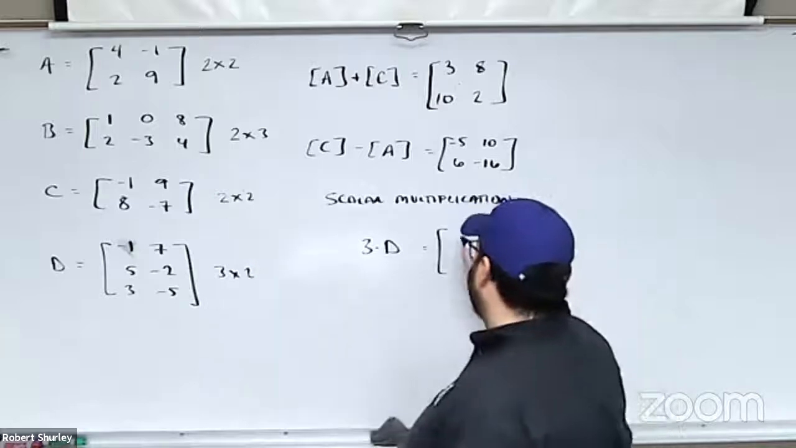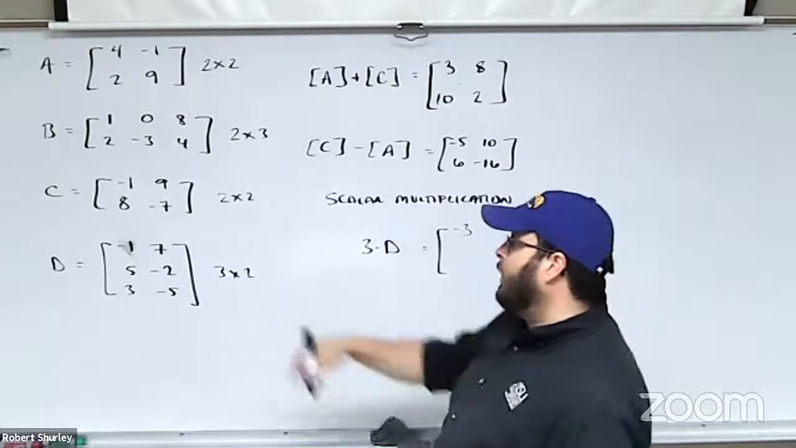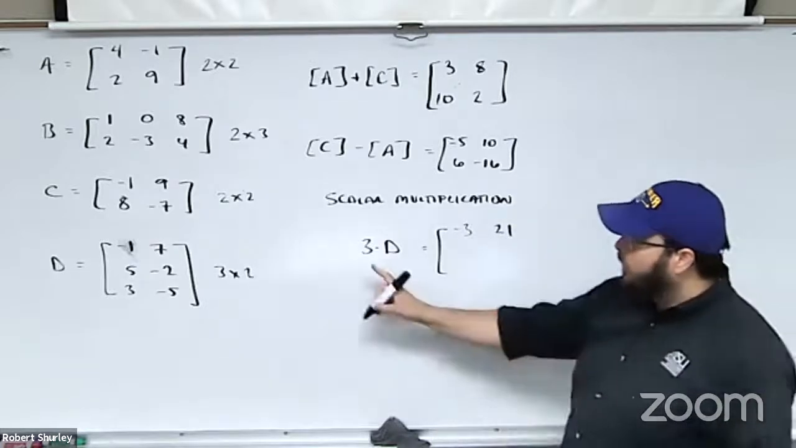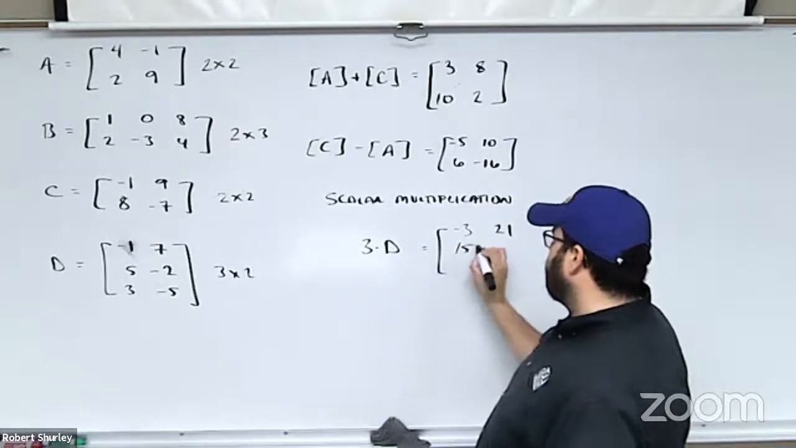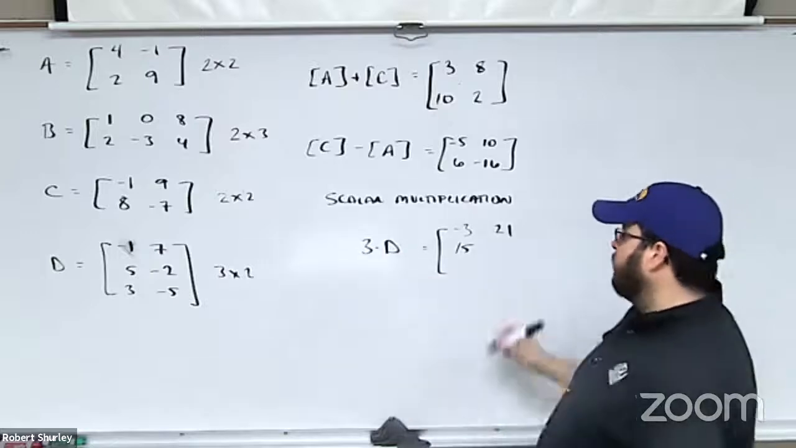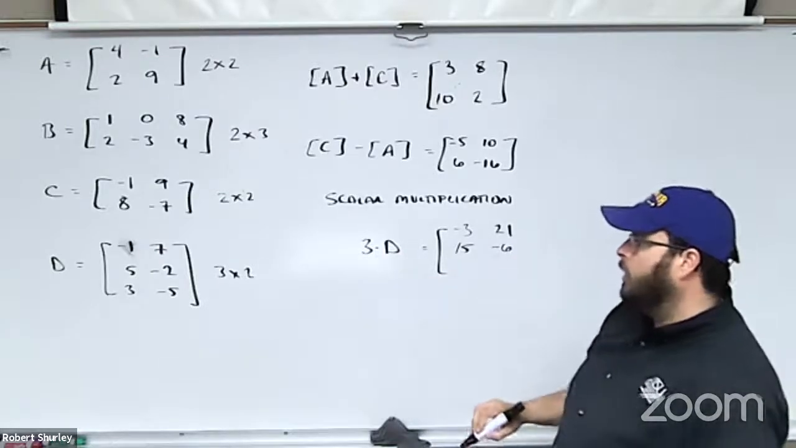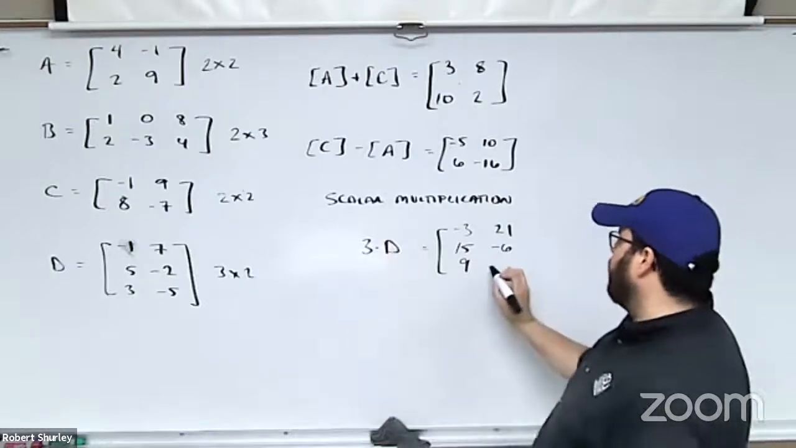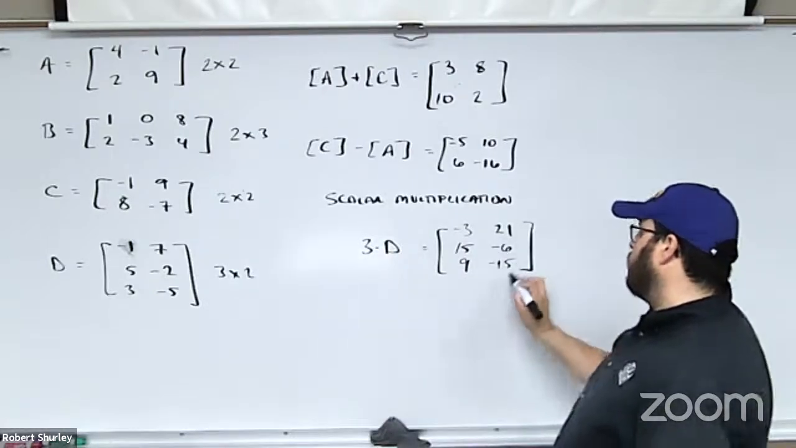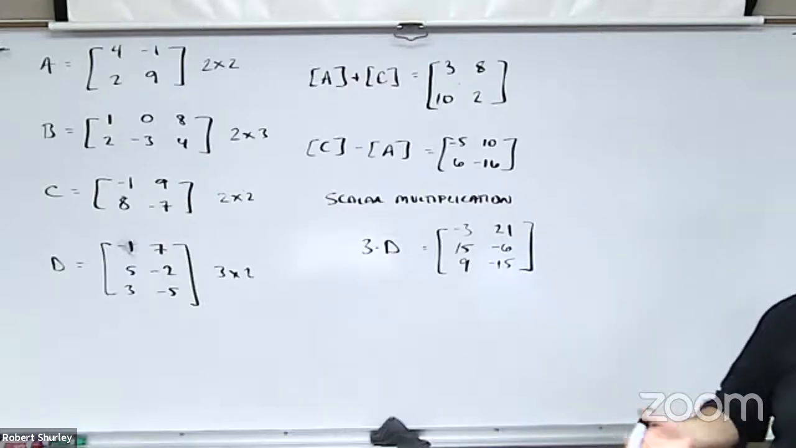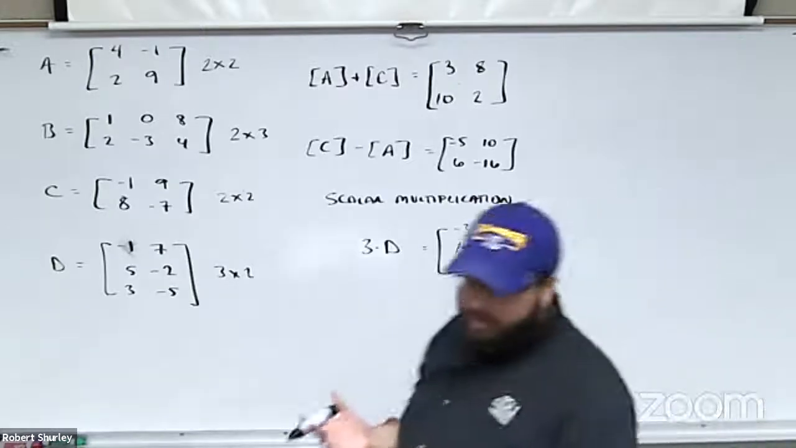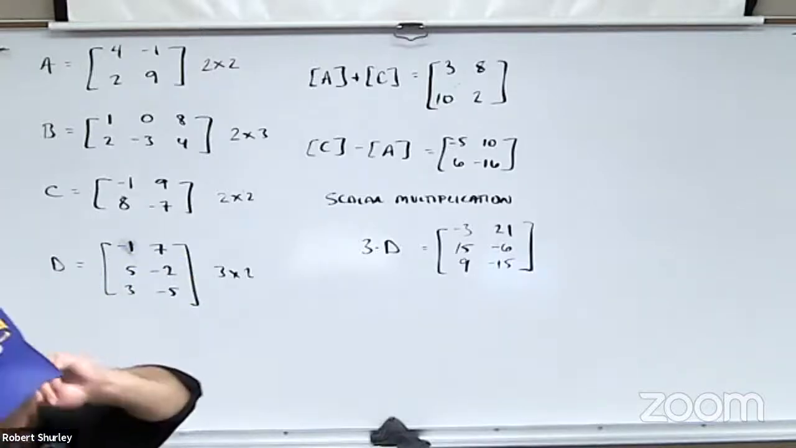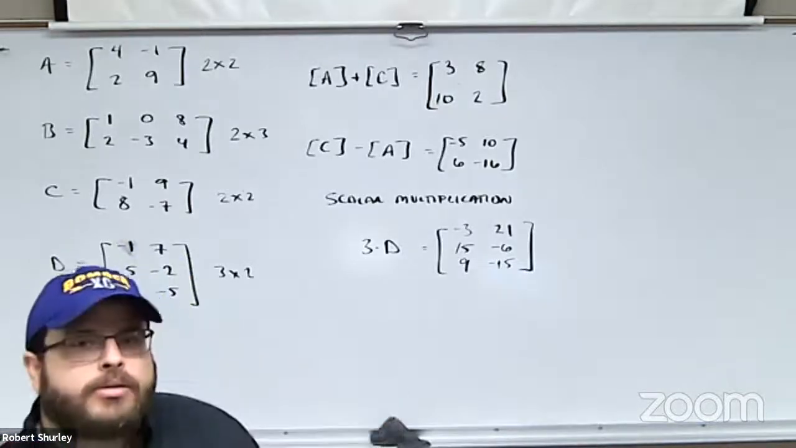So 3 times -1, that's going to be -3. 3 times 7, that's 21, right? 3 times 5, that's 15. 3 times -2, that's going to be -6. And 3 times 3, that's 9. And then 3 times -5, that's -15. So then we found our scalar matrix. We've just scaled up D by 3. That's the kind of terminology we use there.